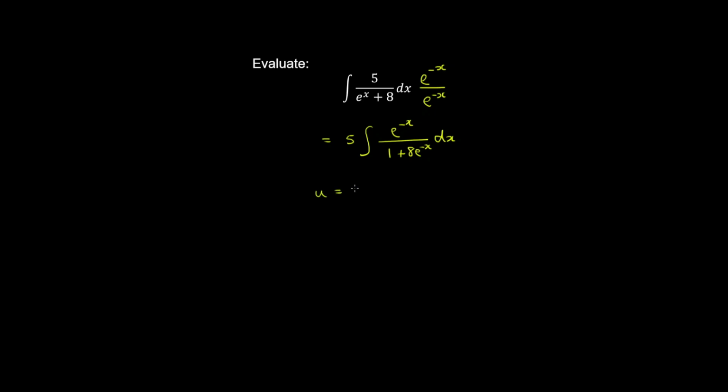So if we let u equal 1 plus 8e to the negative x, then du is equal to minus 8e to the minus x dx. And therefore we can rewrite this integral as 5 by the integral of e to the minus x dx, which is minus du on 8, and that's divided by u. So evaluating this integral, we get minus 5/8 by the natural log of u, which is 1 plus 8e to the negative x, plus the constant of integration.